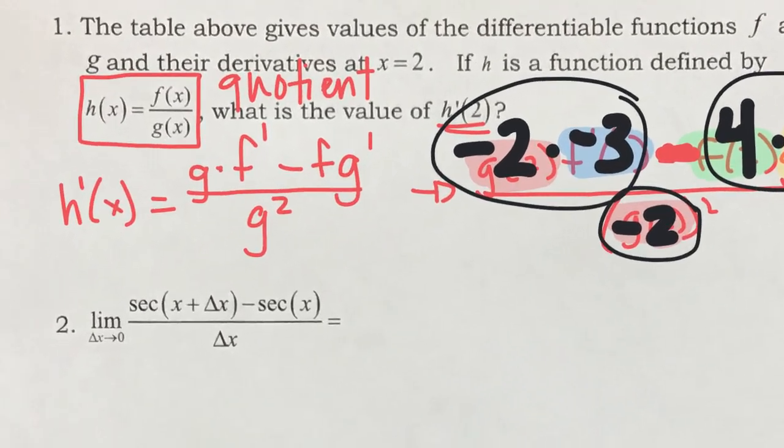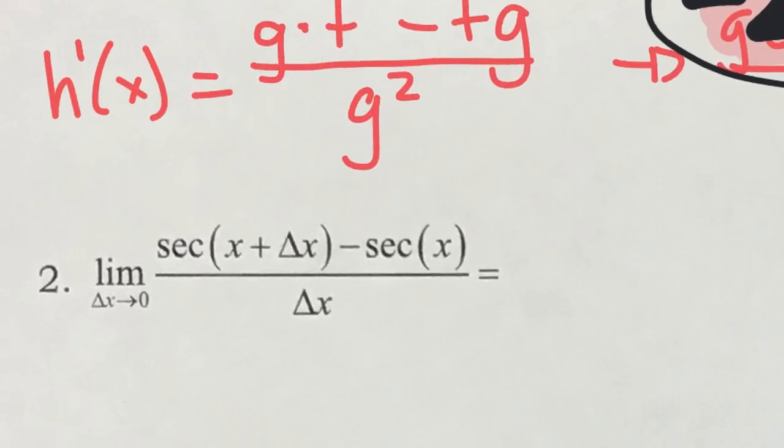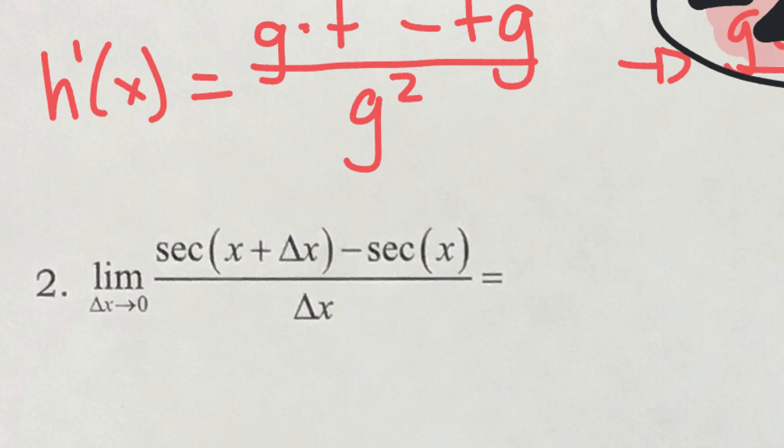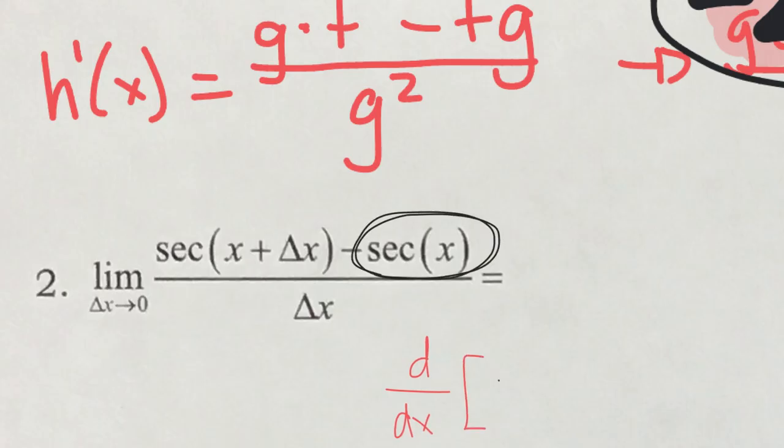All right, number 2, right? This is our special form of the definition of a derivative. So this is asking us to take the derivative of what function? Secant. This is just the derivative of secant, right? All this fancy stuff is just asking us to take the derivative of secant.